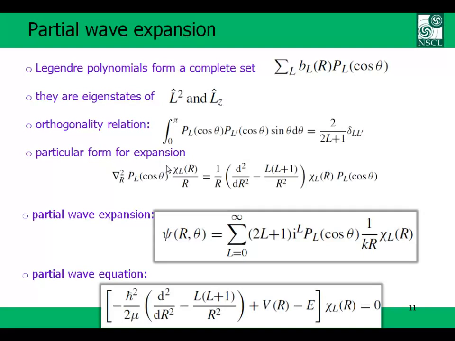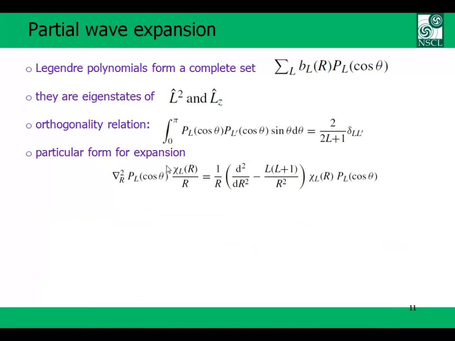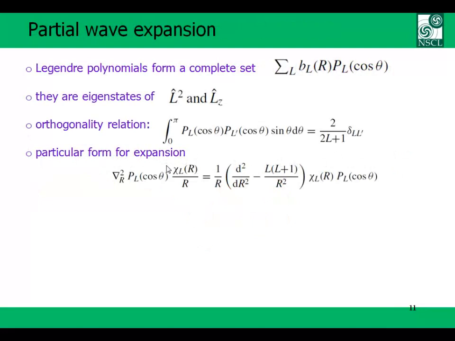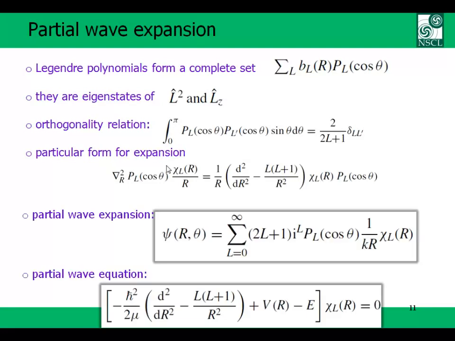And if you plug this now into the Schrödinger equation that we had over here and multiply on the left by the conjugate of the Legendre polynomial and integrate over angles, you get the partial wave radial equation. So it's an equation for chi that is very familiar. It has a second derivative. It's got the angular momentum component, the centrifugal barrier. It's got the interaction and the energy.